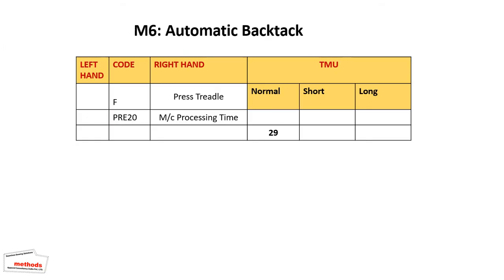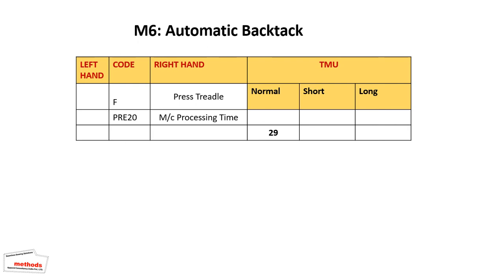Now code M6 is for automatic backtack, which is fed as a command to the sewing machine, and the number of backtacks are specified. We should know that this takes place as soon as the operator presses the treadle backwards, and the machine automatically backtacks and then cuts the thread using a UBT, or an underbed trimmer. So the motions involved are only a single foot motion and a PRE20, which stands for machine process time, which is the time taken by the machine to do the backtacks.